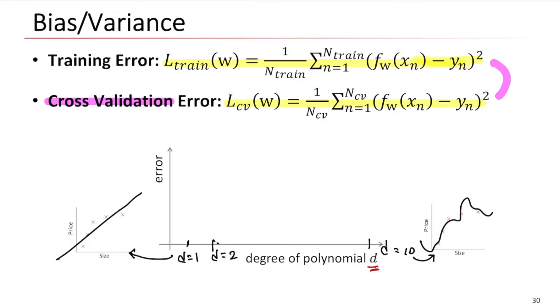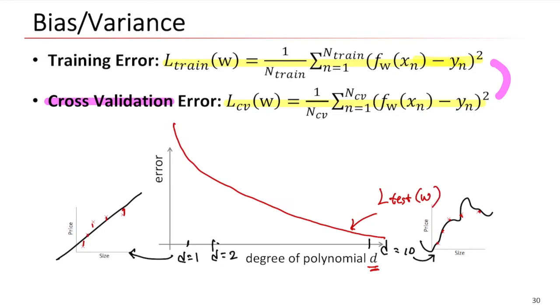So it means that when d is equal to 1, there are some errors like this in the training sample, but when d is equal to 10, there is limited error, or no training sample error, right? So we can say that the shape of the error in terms of the degree of the polynomial looks like this. So we can say that this is L_train(w), like that, right?